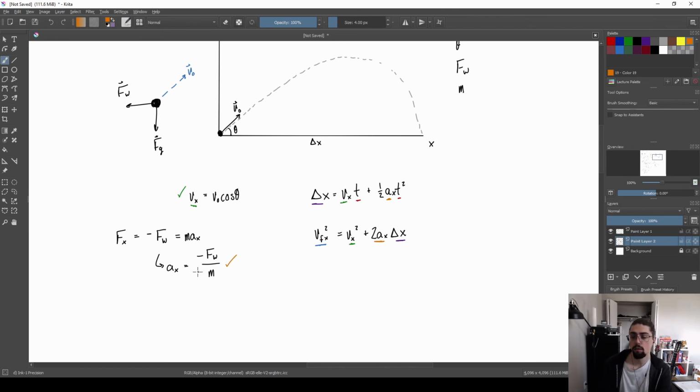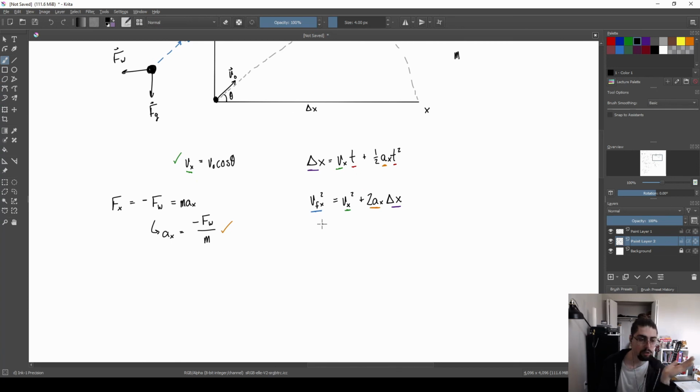Now the question is, do we try to find time or do we try to find final velocity? If we tried to find final velocity in the x direction, what equation would we have to use for that? What do we think? What's the only other equation that uses final velocity? It would have to be our second kinematic equation. Exactly.